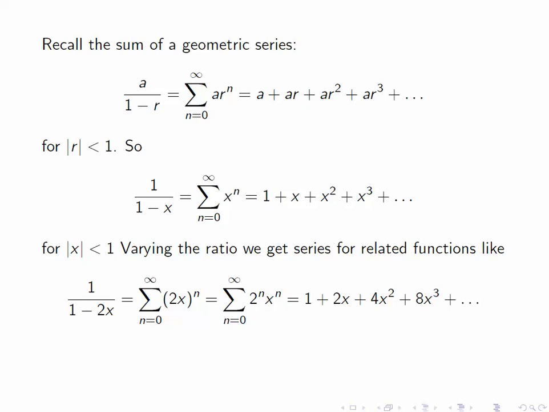We can take different values for the ratio and we'll get a series for similar looking functions. For instance, if we take the ratio to be 2x, then we get that 1 over 1 minus 2x is the sum of 2x to the n, which we can rewrite as the sum of 2 to the n times x to the n, which looks like this. Now this equality will be valid when the absolute value of 2x is less than 1. So that's when X has absolute value less than a half.